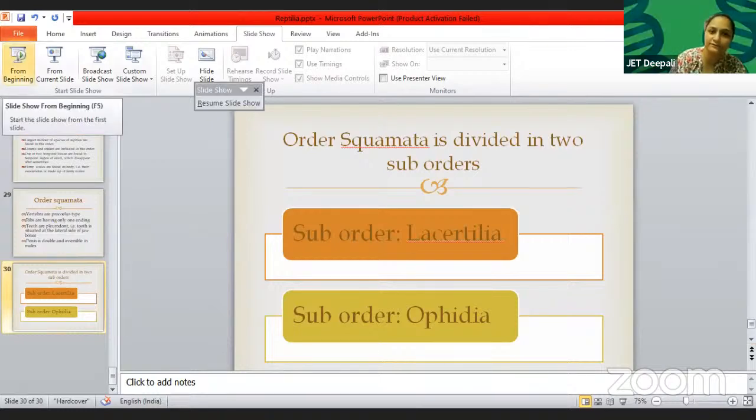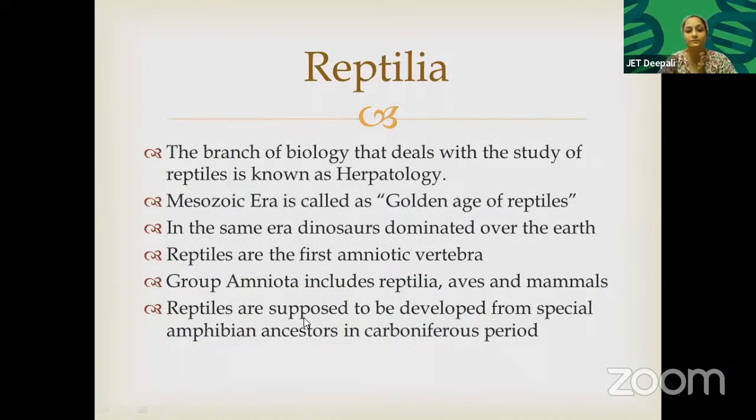No issues. Okay, so the branch of biology that deals with the study of reptiles is known as herpetology. Now frog study, batrachology. Mesozoic era, golden age of reptiles. Important. Okay. Same era, dinosaurs dominated over the earth. You all have seen the movie Jurassic Park. Okay. Reptiles are the first amniotic vertebrates, means they are having amniotic membranes.